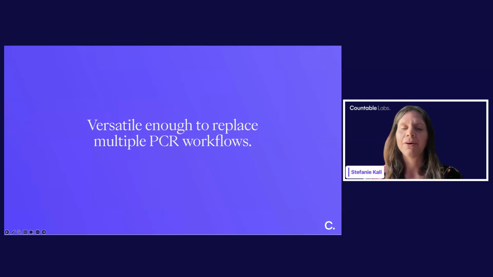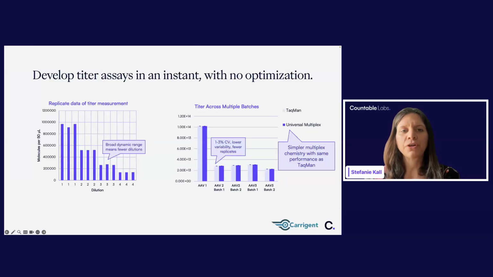So I've talked a lot about the savings and how it's so great, but let's show you some real examples of how Countable PCR works, and why it's so great. So first we have an example from our collaborator at Carigent, and they've developed new titer assays using Countable PCR. You can see the replicate data of their titer measurement on the left here. Again, because of that broad dynamic range, they don't have to dilute down as much. And you can see, particularly for dilution 1 and 2, that's well above the range that most digital PCR machines can accurately quantify.